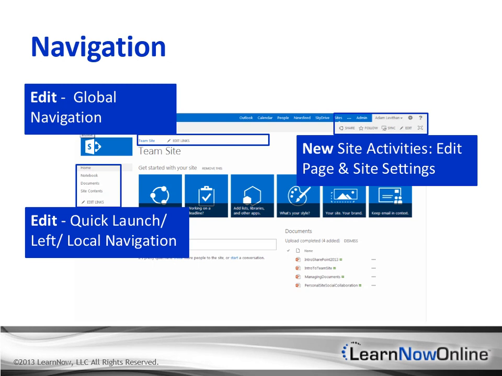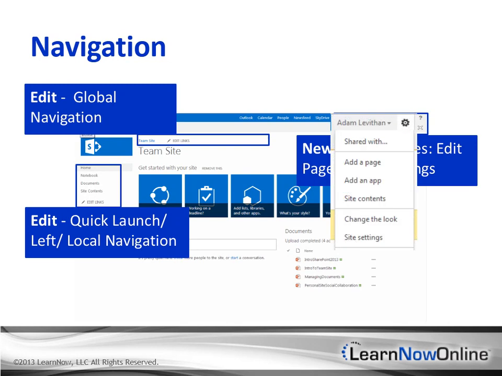Above all of these items is Site Actions in a commonly used cog. In here, the Site Actions, you're again able to access the permissions under Shared With. You're able to add a new page, which expands the SharePoint house that you're living in. You're able to add an app. You're able to go into Site Contents and see all of the rooms that are inside your house. You're able to directly access changing the look and feel that we discussed.